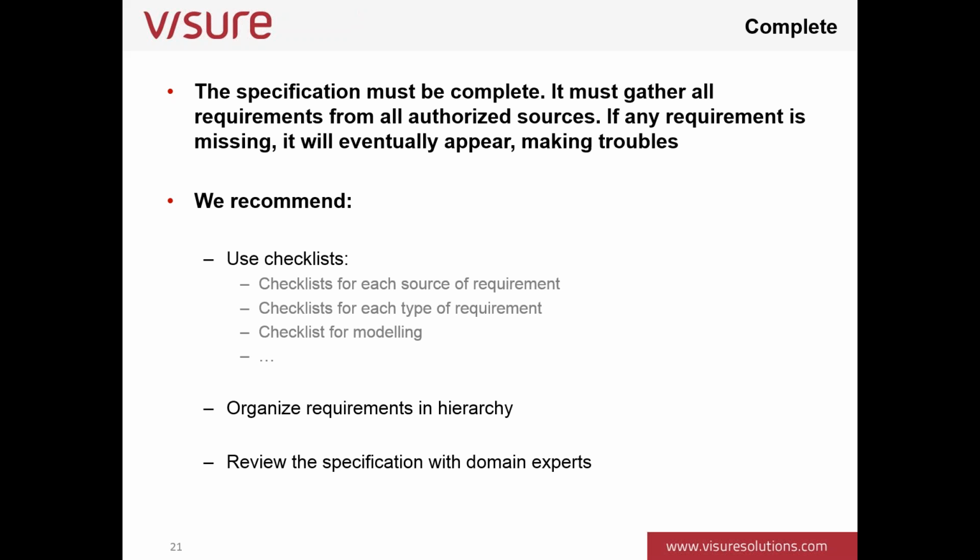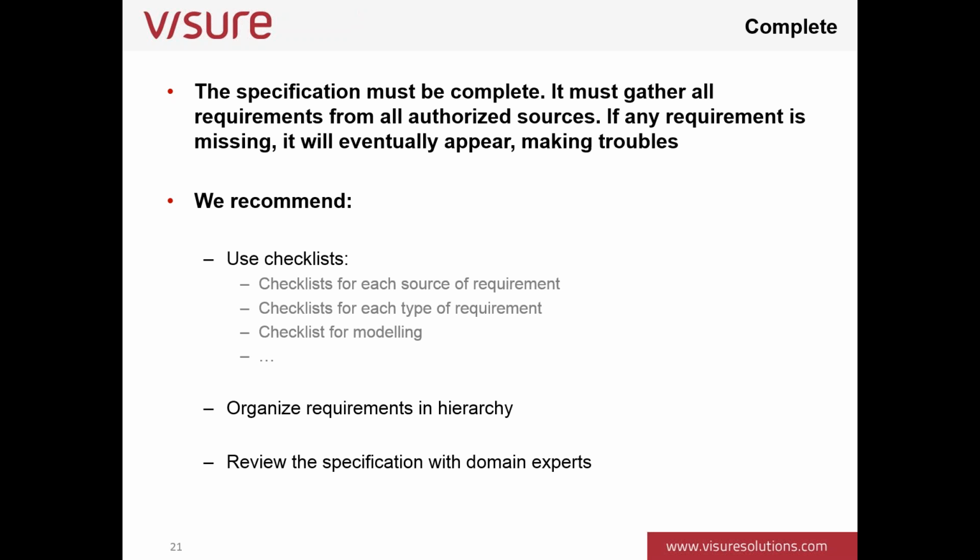For example, for each authorized source of requirements, we may have the usual suspects for each project, and we have to ask them. Maybe they don't have requirements for this specific project, but just ask them to double check that we don't have any requirement coming from them. It's better to double check than to discover that later.